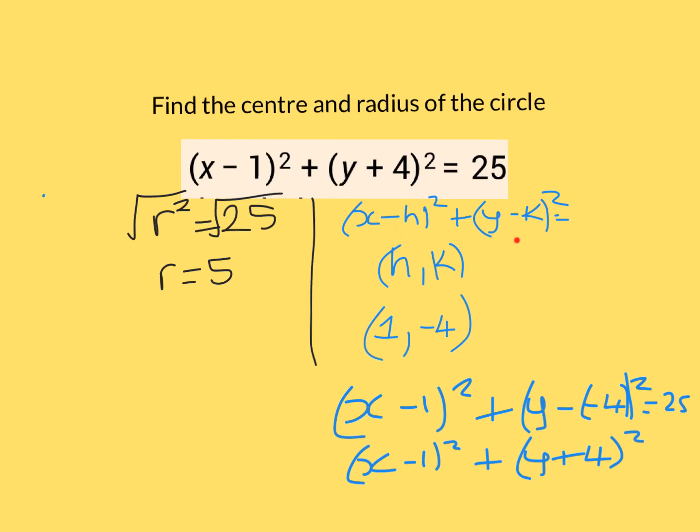Now, when we look at our formula from our log tables, we see that we have (x − h) and (y − k). Here we have x − 1, so if we substitute in, that's fine, so we know that h is going to be equal to 1. And then we have y + 4, which gives me the plus 4 that we have here. So what we know then is that k must be equal to −4.